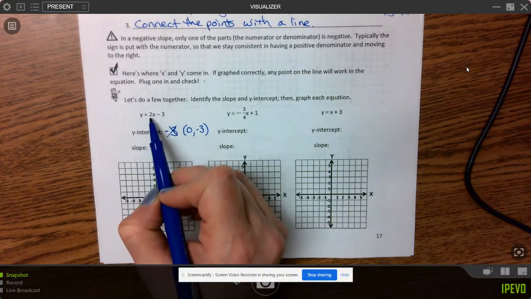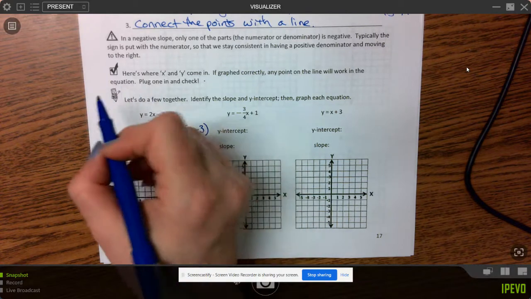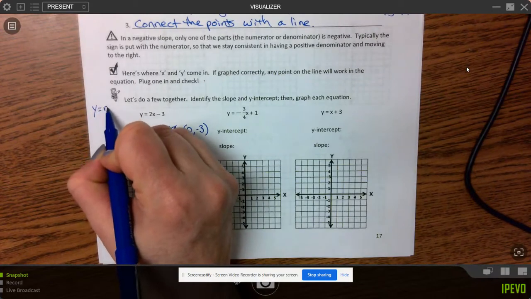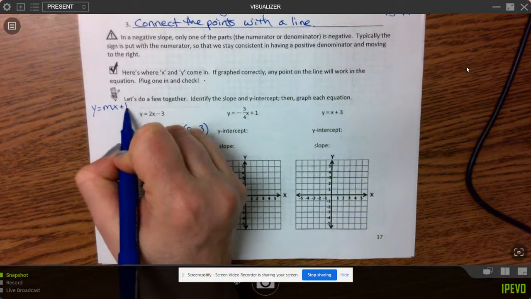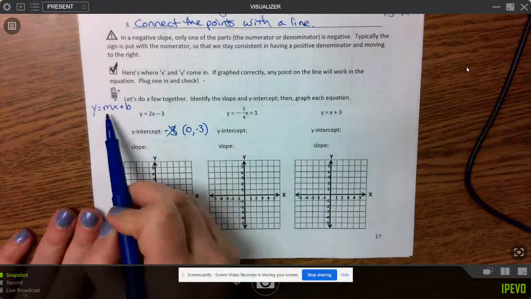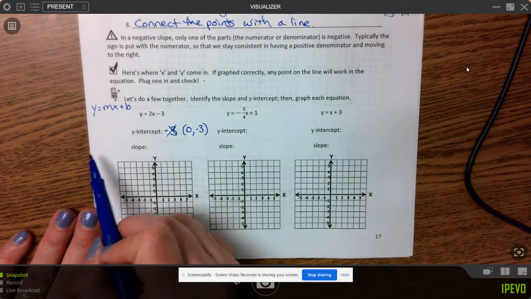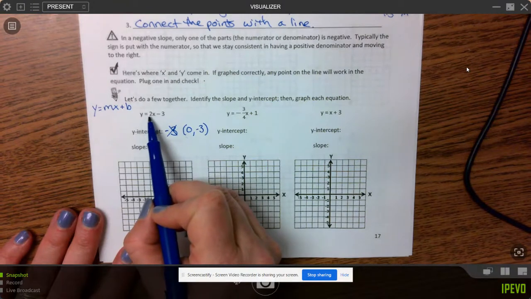Then for our slope, the slope is the m. I'm going to write it over here so we can see it. Our equation is y equals mx plus b. So our m is the slope. It's what we're multiplying the x by. So here we're multiplying the x by the 2.